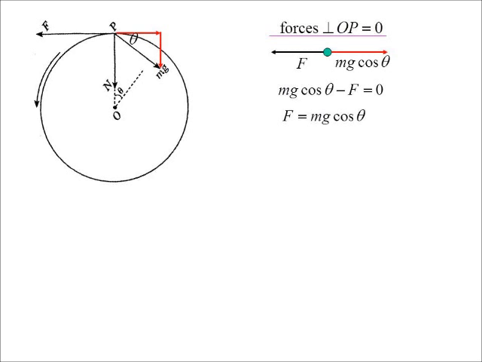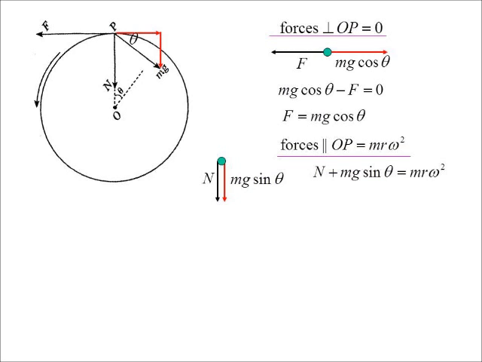Now let's have a look at the ones parallel, or what now look vertical to me. That is circular motion, which is directed towards the centre, so mr omega squared. That's purely vertical. I'll have a normal force going down, mg sine theta going down. So N plus mg sine theta is mr omega squared.